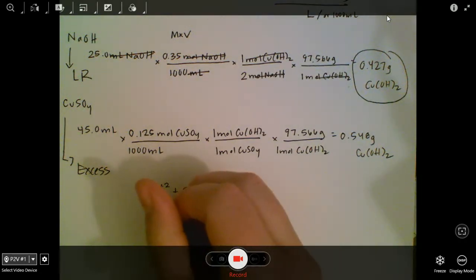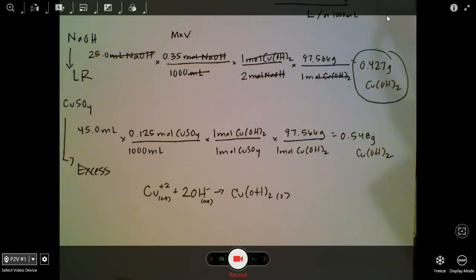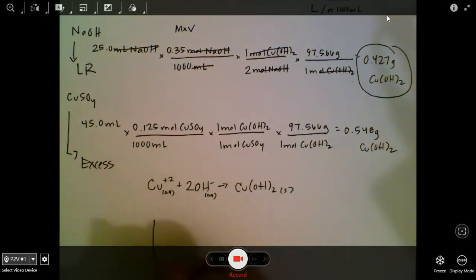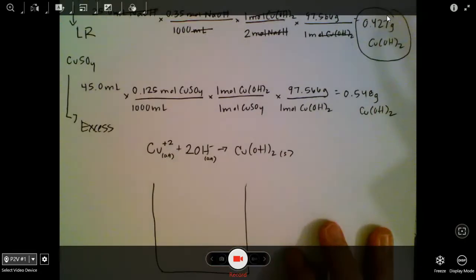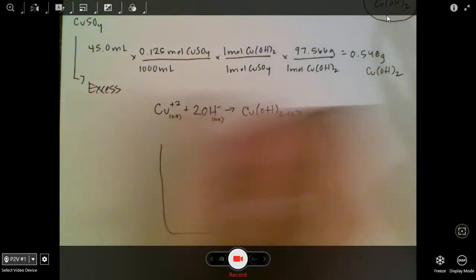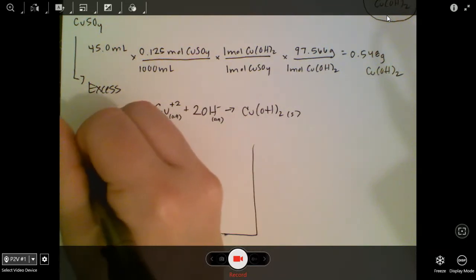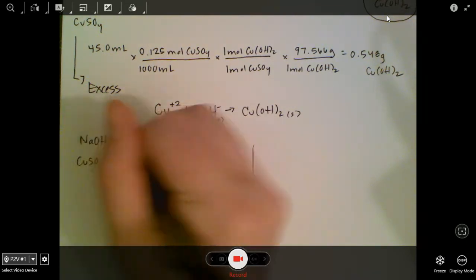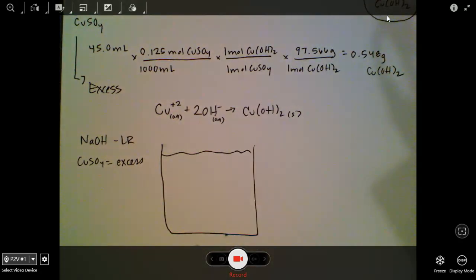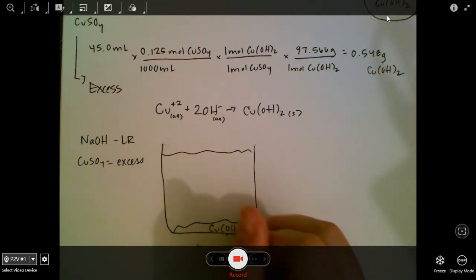And if we put our phases, we've got aqueous, and solid. Okay, so we've got our setup here. It's asking us to draw a picture of what we've got in our beaker. So again, keep in mind, I'm going to rewrite it over here. NaOH is our limiting reactant. CuSO4 is our excess. And then we got our reaction here. So at the bottom, we're going to have our solid, and our solid's going to be that copper 2 hydroxide.